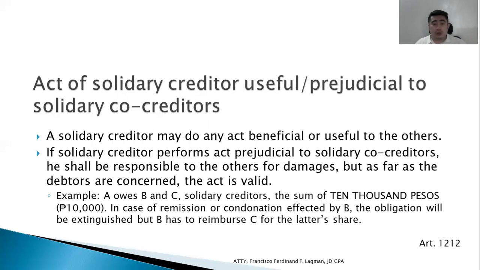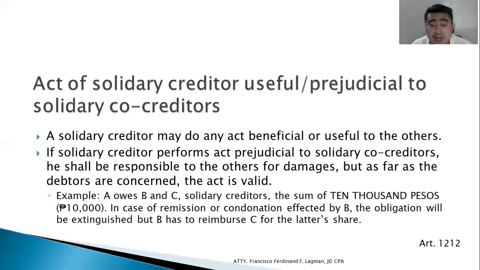In case of remission or condonation effected by B. So si B isa sa mga solidary creditors, right? In case of remission or condonation effected by B, the obligation will be extinguished. Okay? But B has to reimburse C for the latter's share. Okay? Kasi this is a solidary obligation. Assuming this is a joint obligation, class. Tapos A owes B and C who are joint creditors the sum of 10,000 pesos. Now si B made a condonation in favor of A.